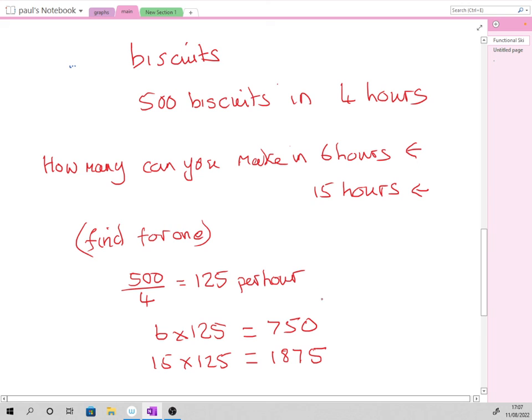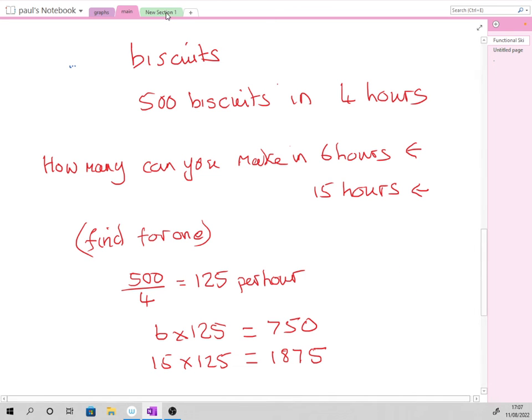Write down any assumptions that you've made. The assumptions you've made are that you will be able to keep up the same rate of biscuit making throughout the 15 hours or 6 hours, and also that your biscuits are all going to be exactly the same. If you're going to make different sized biscuits and start slowing down after a couple of hours, then this won't hold true. But those are the assumptions that you make.